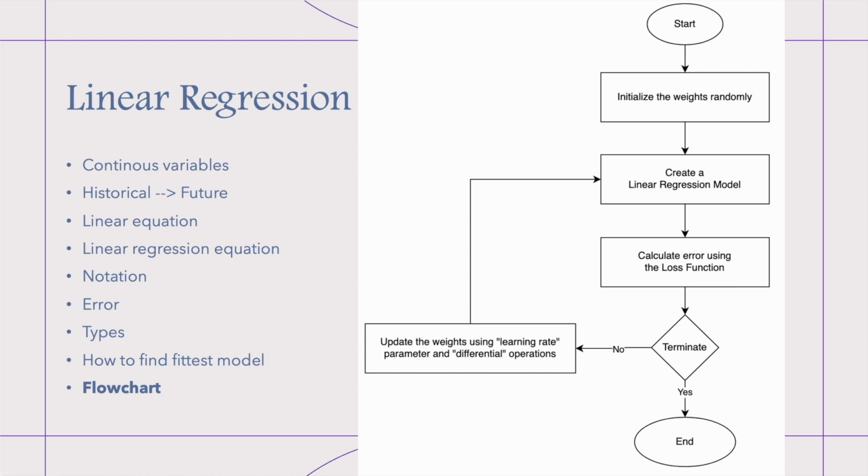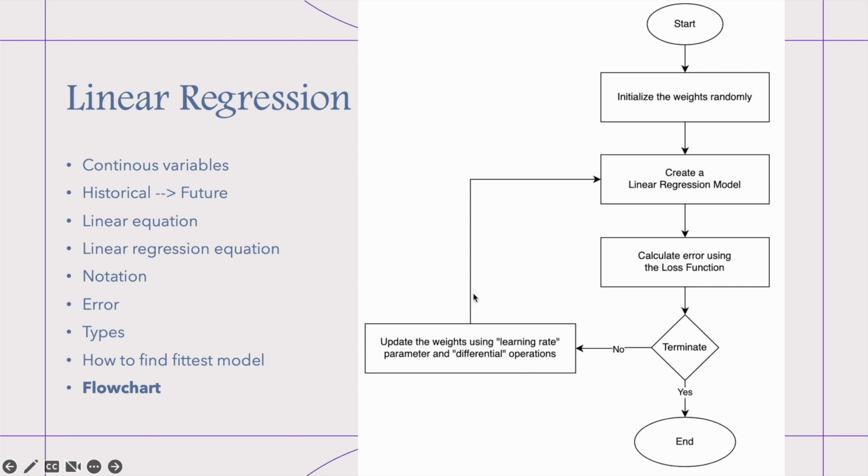There are different types of loss functions. Then according to our terminate condition, if the condition is true, then we will terminate the process. But if it is not true, then we will update the weights using the learning rate and some differential operations. I will elaborate this part. I will explain these updating parts.